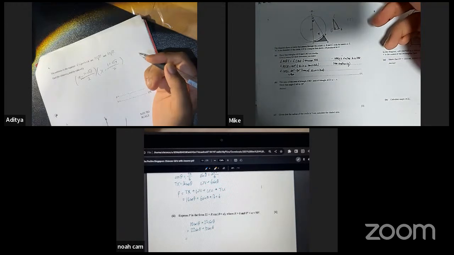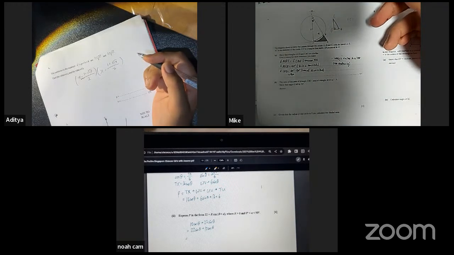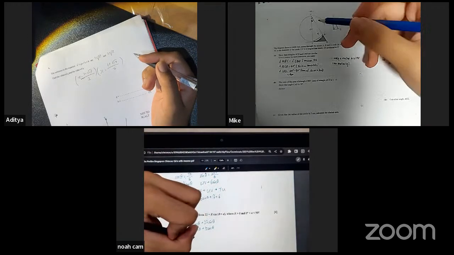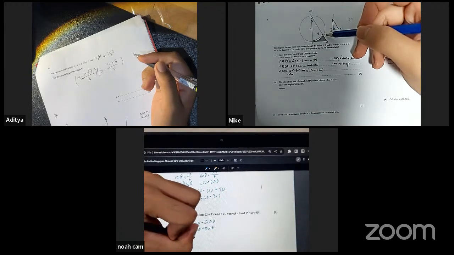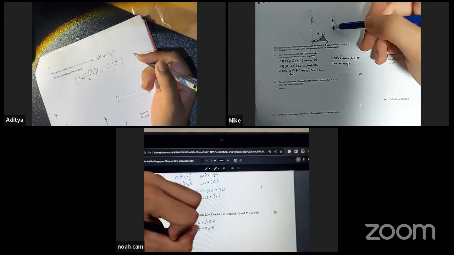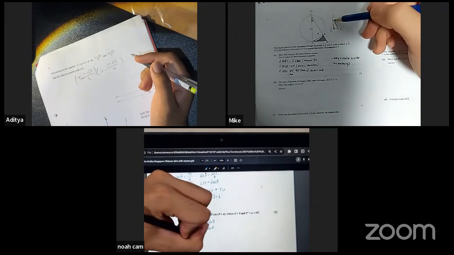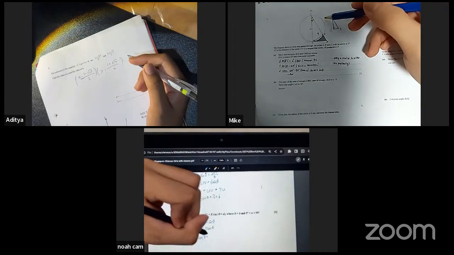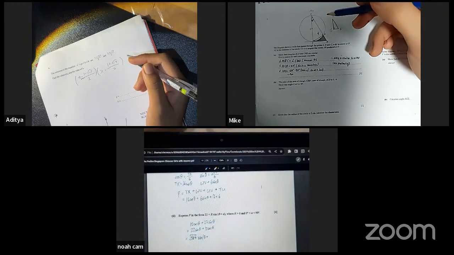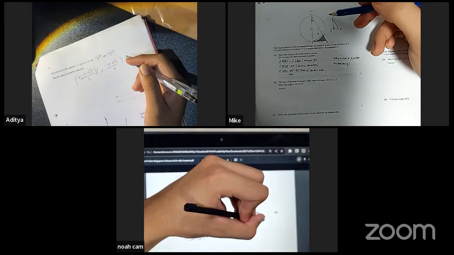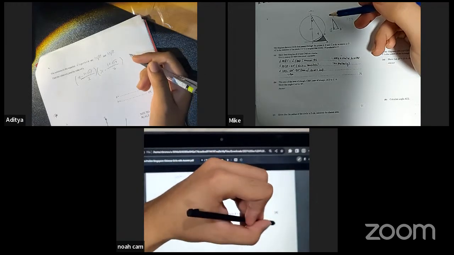Why are you comparing CB with AB? Yeah, I don't get that. Why are you comparing CB with AB? C, like B for boy. Yeah. Why are you doing that? Is this a corresponding side? The triangle is CBD, the small one, and ACD, the big one.